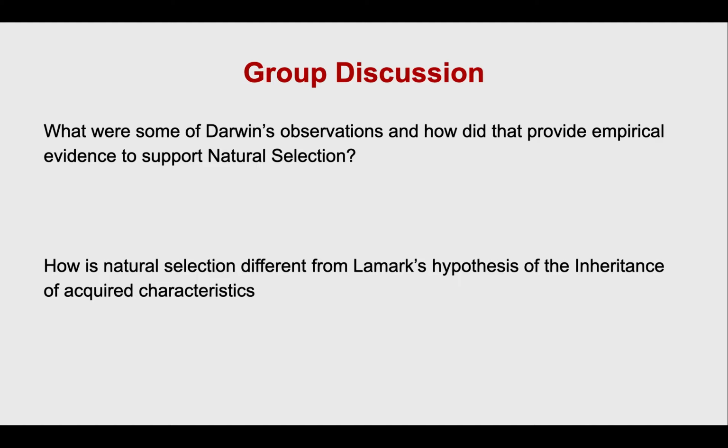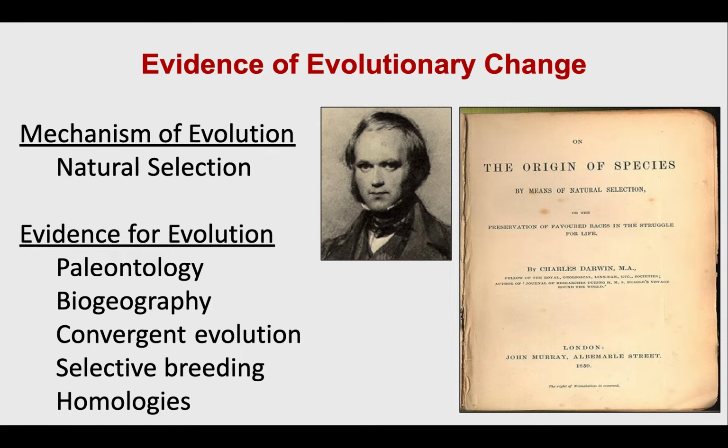Okay. He had a lot of evidence, right? Remember, he collected thousands of specimens. We're going to go through some of the evidence that he collected specifically. All right, so our mechanism of evolution here is natural selection. Let's look at the evidence that shows us that, yeah, natural selection is a part of evolution.